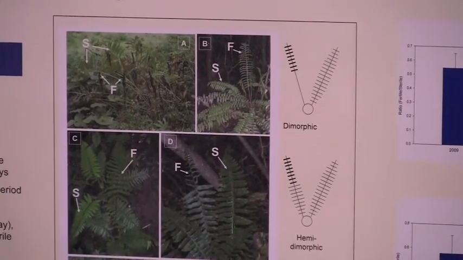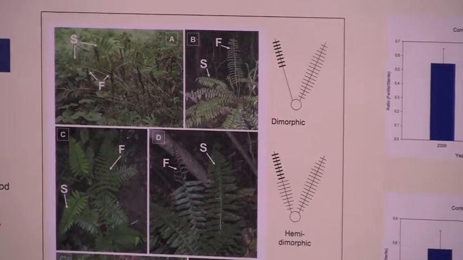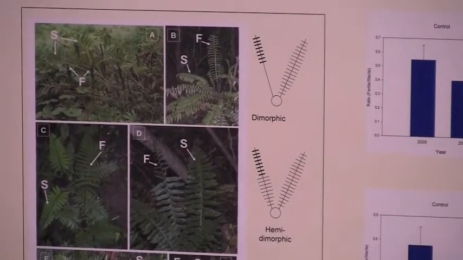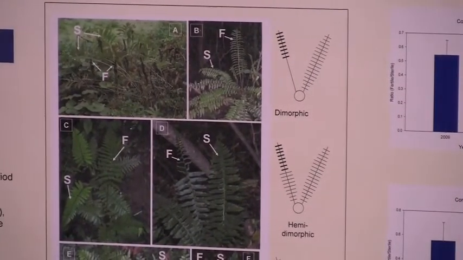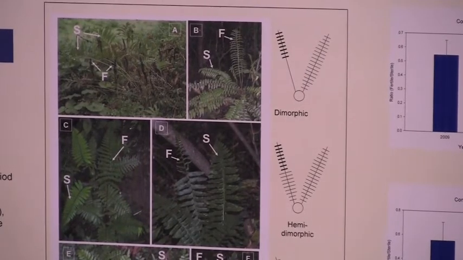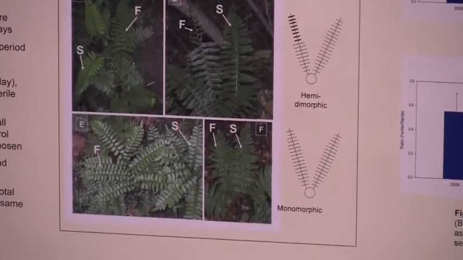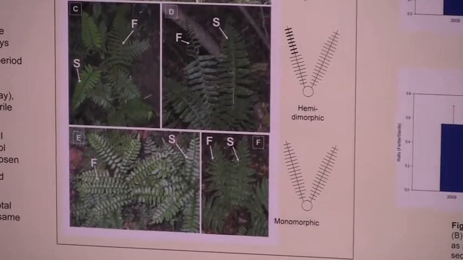Second, how do these trade-offs vary over time? And how do these trade-offs differ between monomorphic species, hemidimorphic, and completely dimorphic species of ferns? And lastly, how exactly are these resources actually allocated to the fertile fronds in ferns?